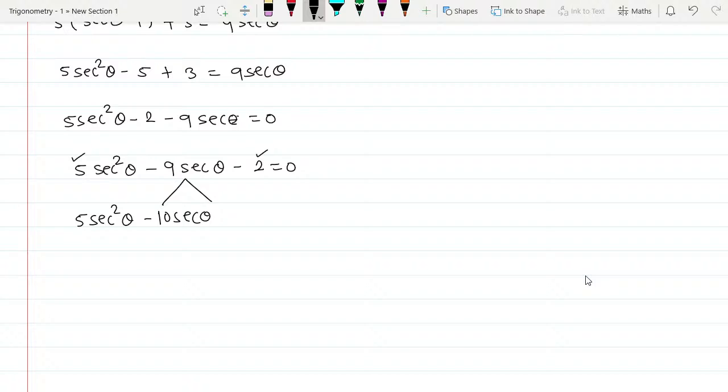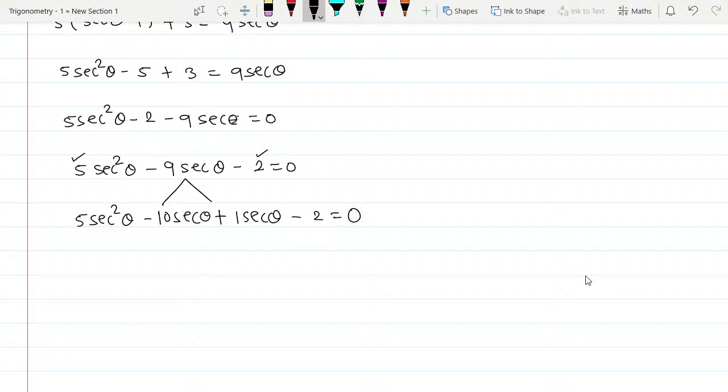Because 5 into 2 हो गया मेरा 10. So that's why I am writing this minus 10. But I have minus 9. So minus 9 को minus 10 लिखा है, तो आपको प्लस 1 sec theta करना पड़ेगा. See, minus 10 plus 1 becomes minus 9. So minus 2 equals to 0.